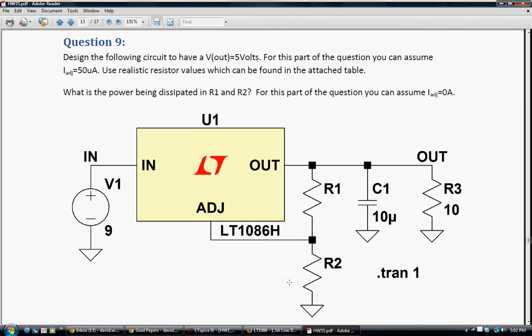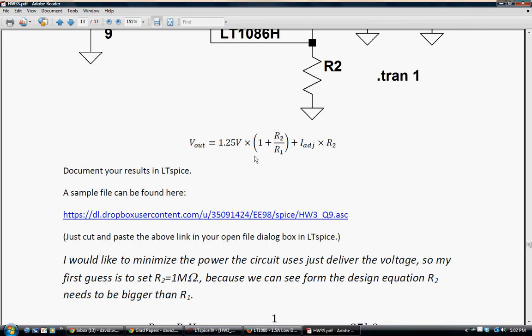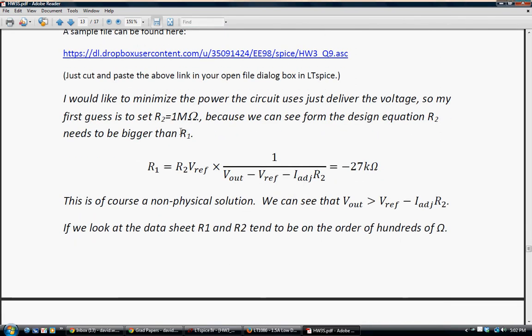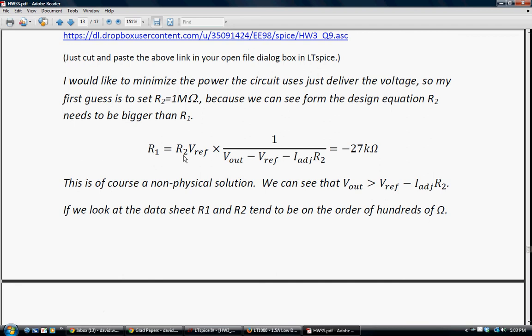Now, to design this, you can read the data sheet, and even for 5 volts, there's actual values in the data sheet that you can just plug in. They've already done it for you. But you can use this equation. Now, what I tried to do was minimize the power. So I set R2 equal to 1 mega ohm. And I solved this equation for R1.